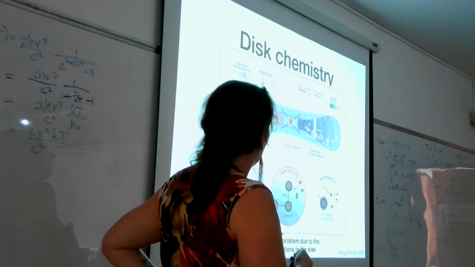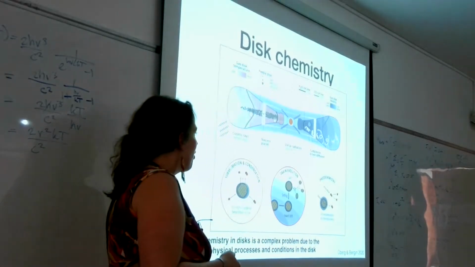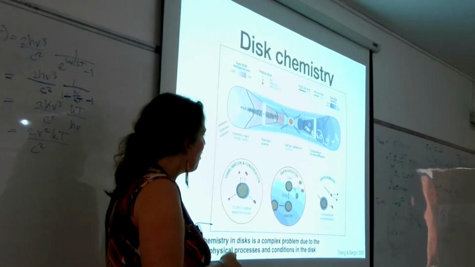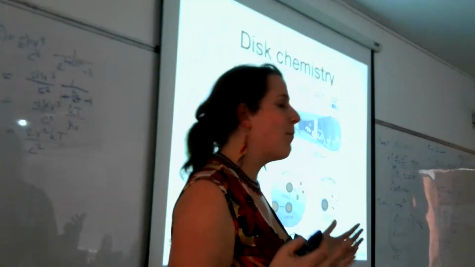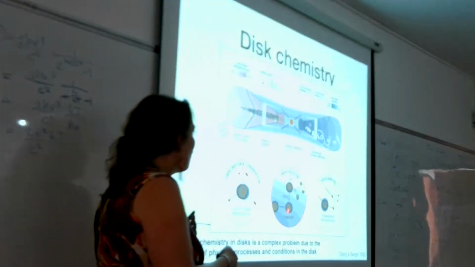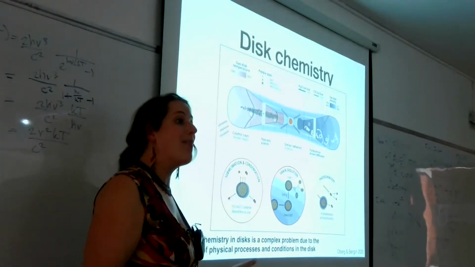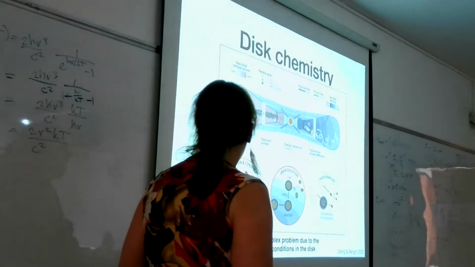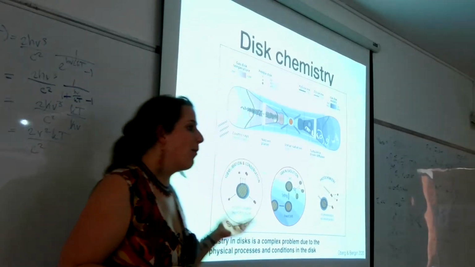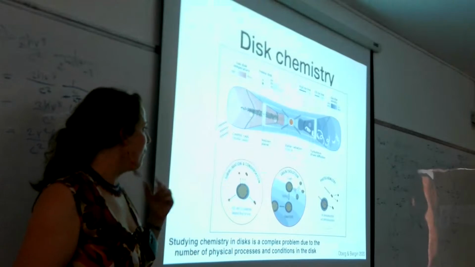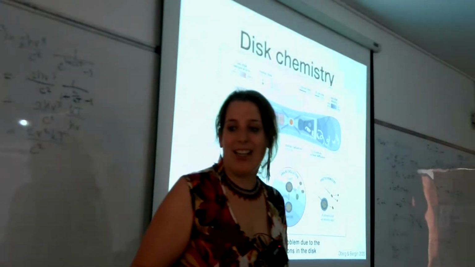And then on the other side, you see the effects of the water snow line, the CO ice line, turbulence, diffusion. All these radiation fields can lead to photochemistry. So again, additional chemical reactions. Disk evolution, as we've seen, will have an effect on the chemical composition. And so studying chemistry is a complex problem because of all these physical processes, but at the same time it makes it quite a nice challenge.